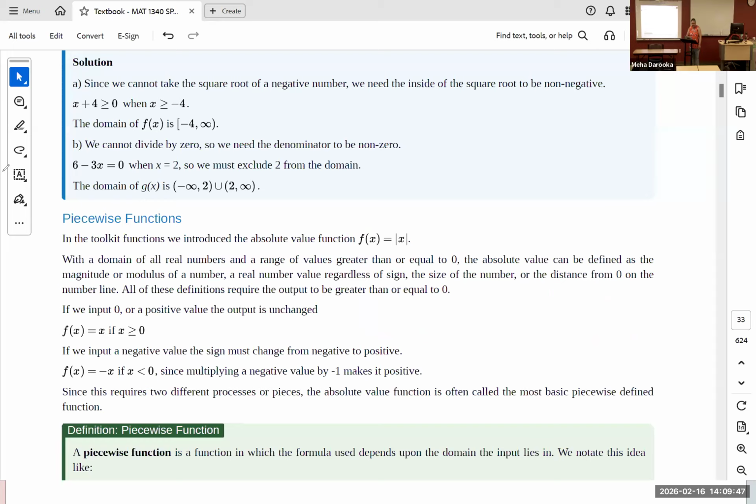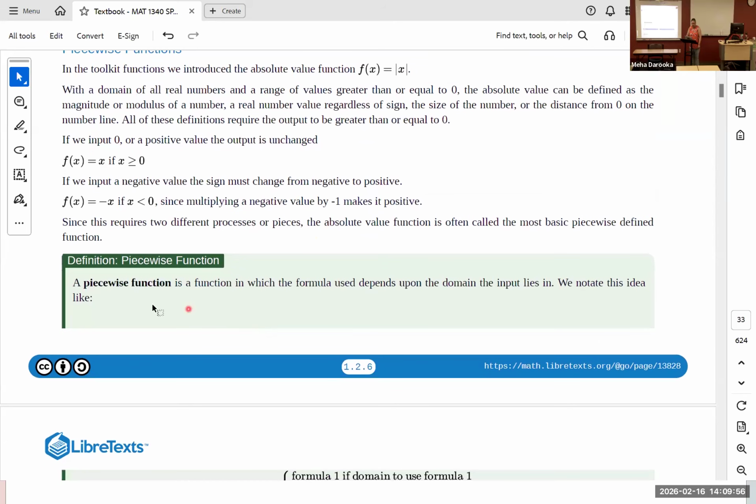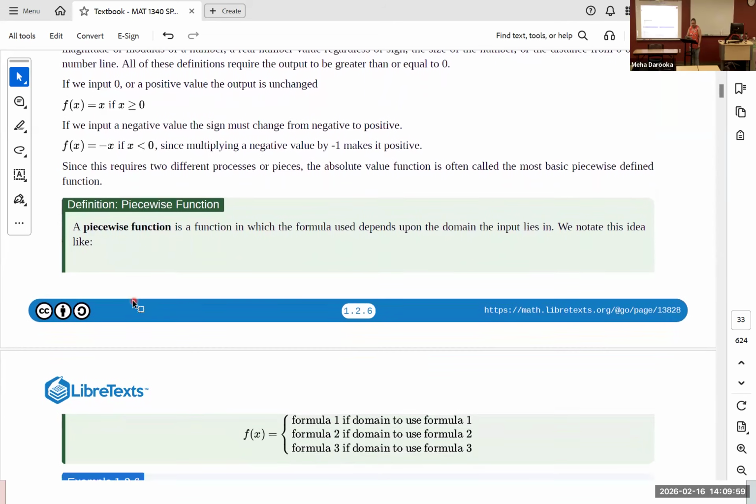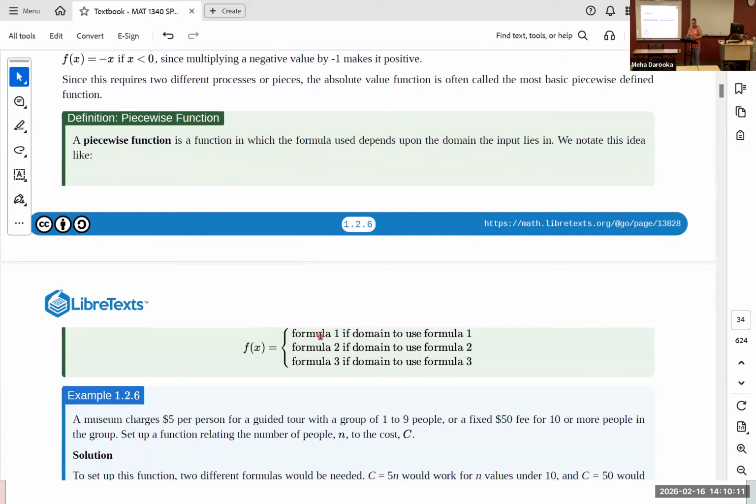So they are saying since this requires two different processes or pieces, the absolute value function is often called the most basic piecewise function. So here's your definition. A piecewise function is a function in which the formula used depends on the domain, upon the domain the input lies in. So basically you will take however many pieces it has, 2 pieces, 3 pieces. You take that formula and then you define on which part of the domain that formula applies.